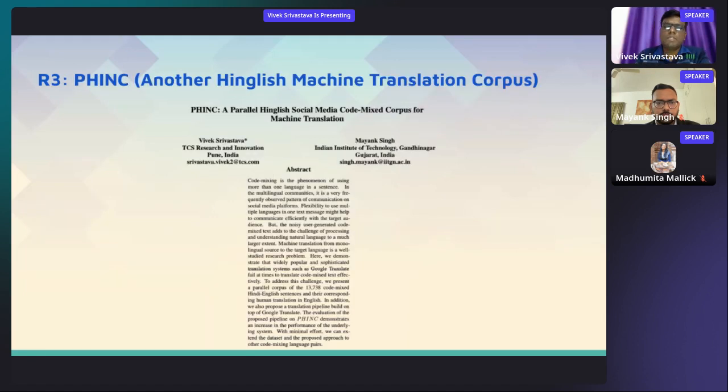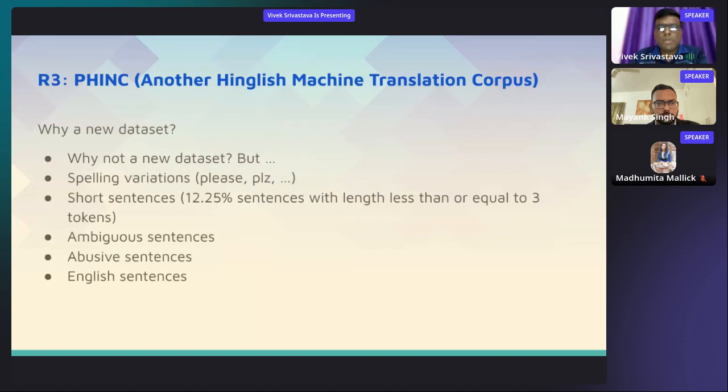The third dataset that I want to talk about is the Fink dataset proposed by us sometime in 2020, 2 years later than this second dataset. But why a new dataset? Because we already had one dataset, and it looks good. It looks good that the sentences were generated by the human annotators, and we had a very good dataset.